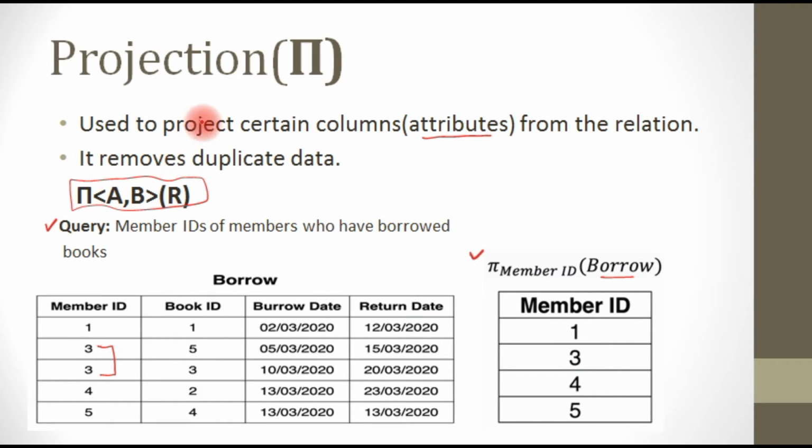So we can say there are 4 members who have borrowed the books, and the IDs of those members are 1, 3, 4, 5. Suppose you were giving the repeated value 3 also. Then if you calculate how many members have borrowed the book, it will count 5 members. But originally, how many members have borrowed the book? Only 4 members. That's why it is important to remove the duplicate data.